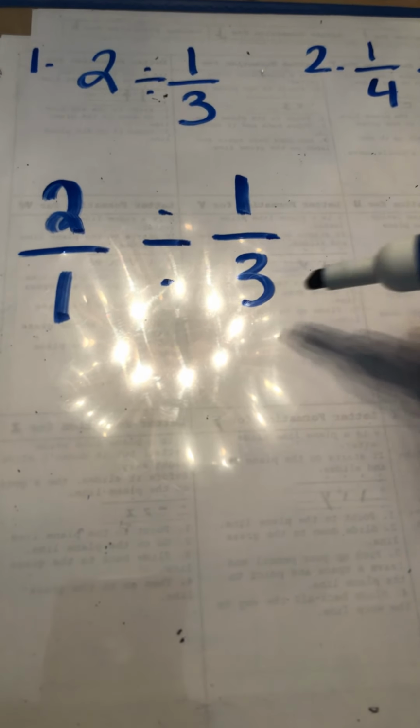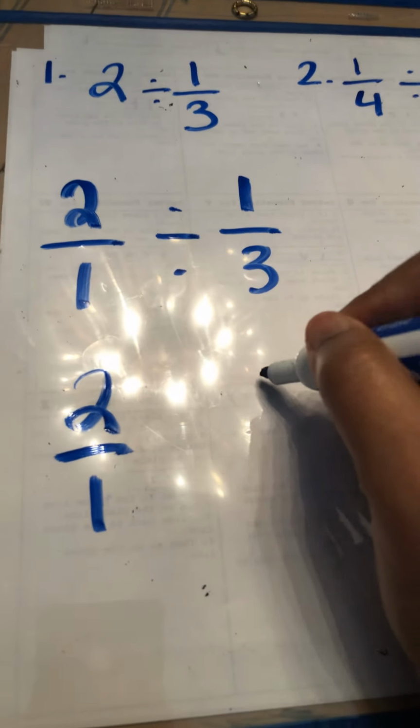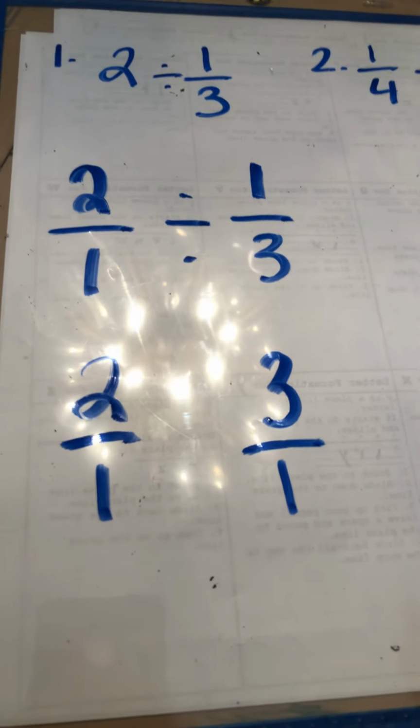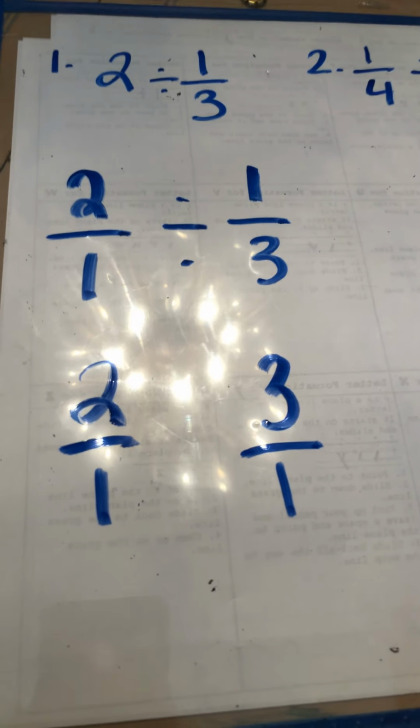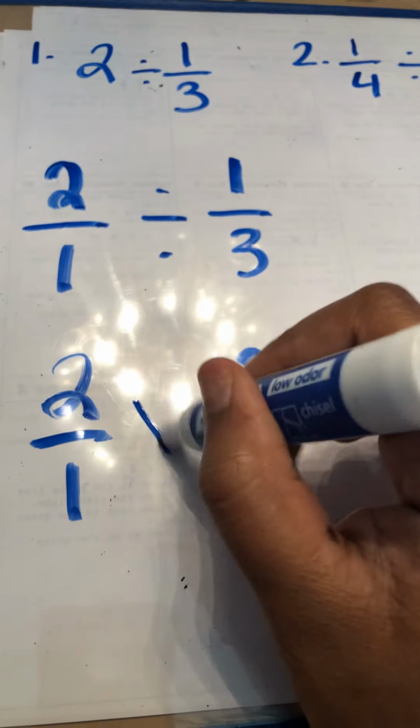The second step, you must put your fraction into reciprocal form. Reciprocal form simply means you're going to flip the numerator and the denominator. So it will look as so. So it will still be 2 over 1, and this will then become 3 over 1. Okay? The thing is, when you do that, your division sign becomes a multiplication sign.